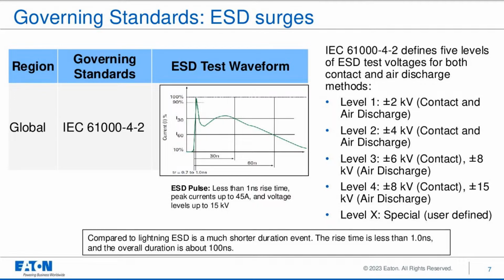The standard defines 5 different voltage levels for both contact and air discharge. The first 4 levels are prescribed, and component manufacturers will rate their devices to them. However, a 5th level is available that is user-defined. This is often used by manufacturers wishing to rate their devices to higher than 15 kV defined in level 4.